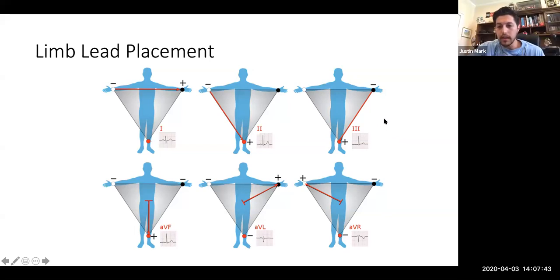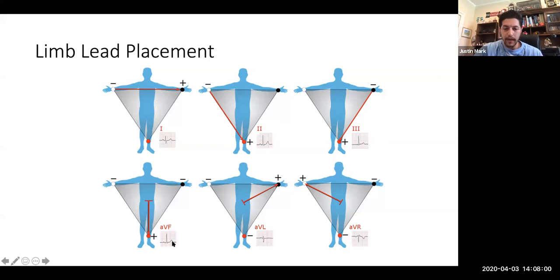Lead three goes from the left upper down to the left lower. So again, because we're riding that left, it's going to show a net positive deflection upwards. Okay. And remember, we're just basically talking about the QRS in this case, because that's the most prominent wave and that's the easiest one to see.